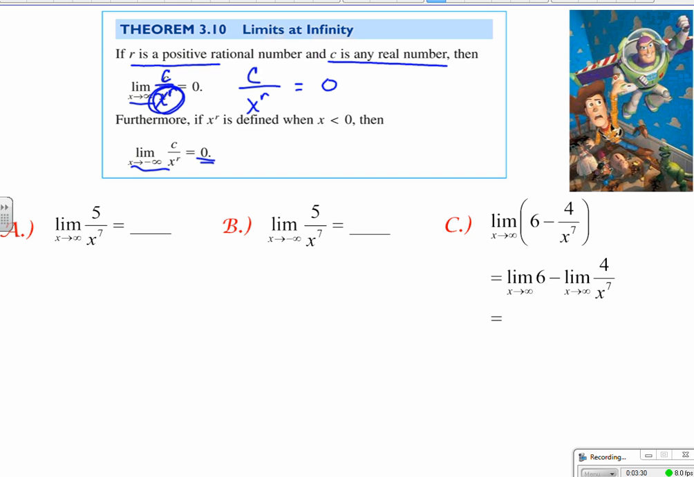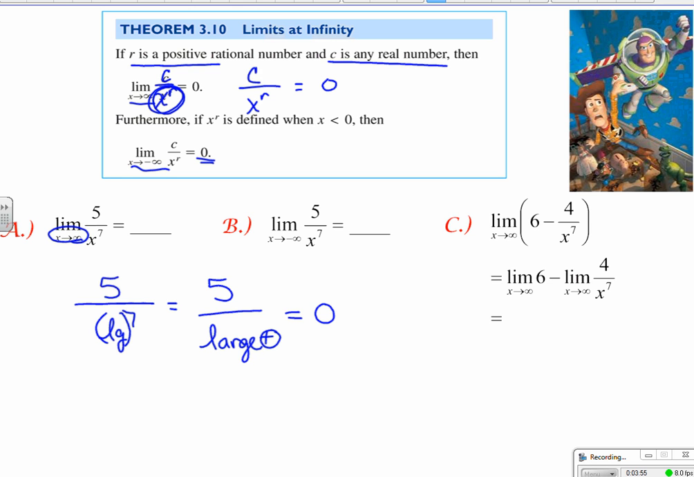And we have some number 5 divided by x to the 7th. 5 divided by something raised to the 7th, and I'm letting x get really large. So I have a large number raised to the 7th. Well, that's even going to get larger. So I have 5 divided by a very large positive number. That's going to make this go to 0 just by that same theorem. We see it, but you can think it through as well.